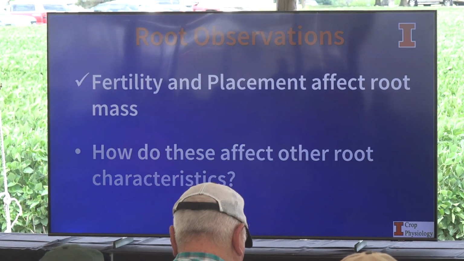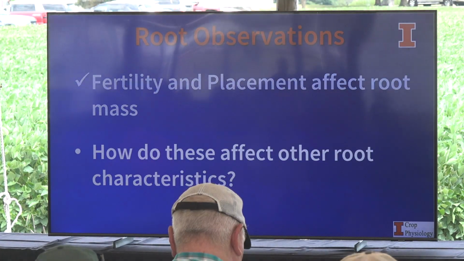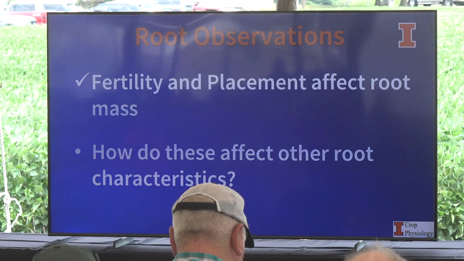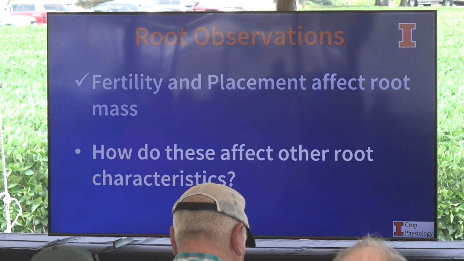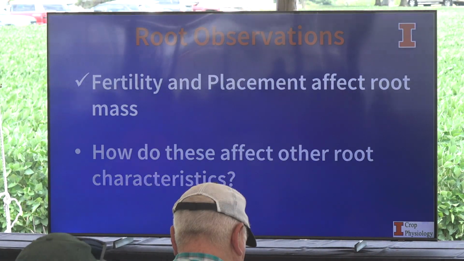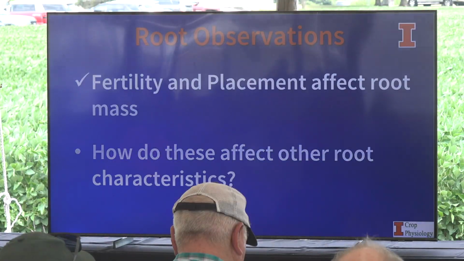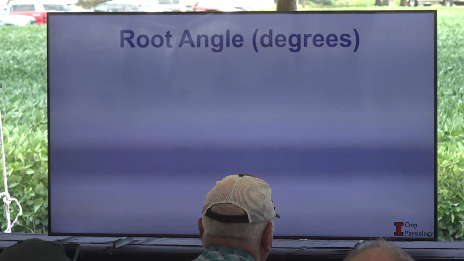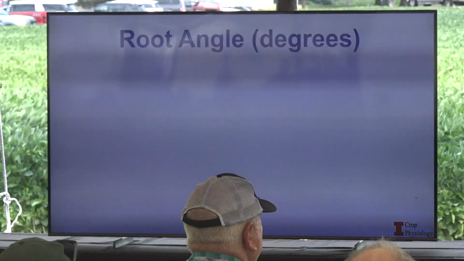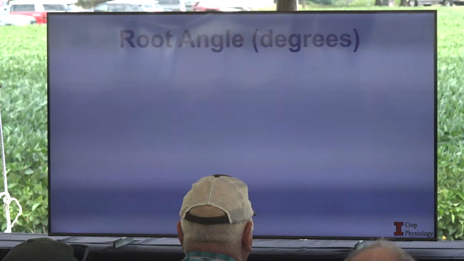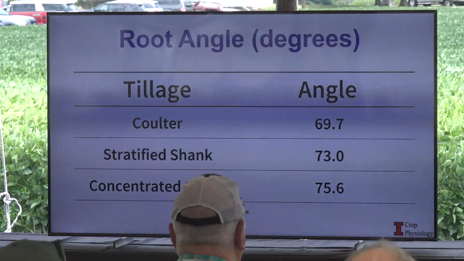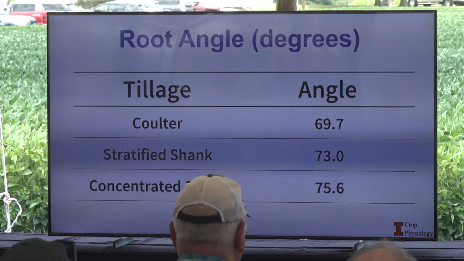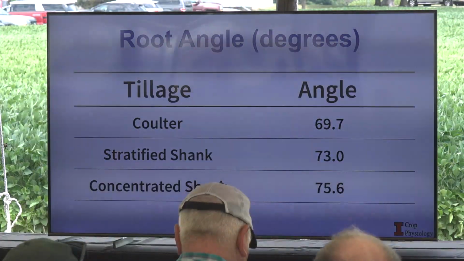But now the question that we have for our lab, again, like I said, this was a pilot study. We're trying to answer as many questions as we can. How do these placement or fertility affect other root characteristics? Well, I just talked about how much we had in the strike zone, but now we need to look and see how wide our strike zone is. And how wide that is, we're going to call root angle. So here I have root angle broken out between the 3 strip till types. We have Coulter, stratified shank, and actually, to my belief, this is backwards.